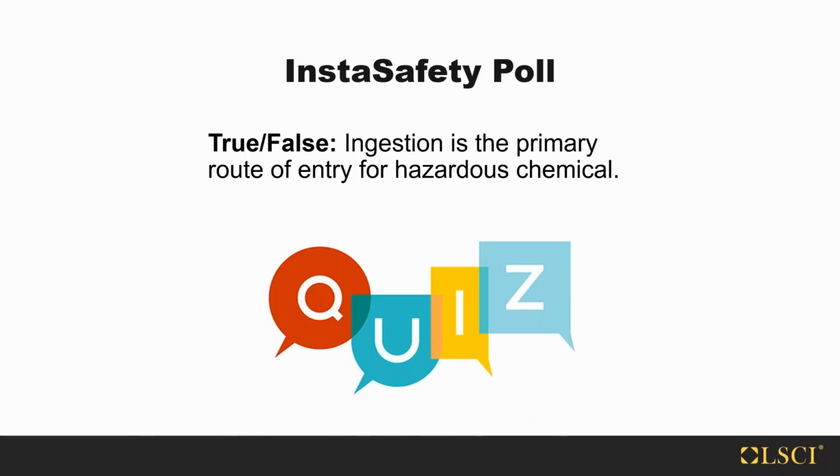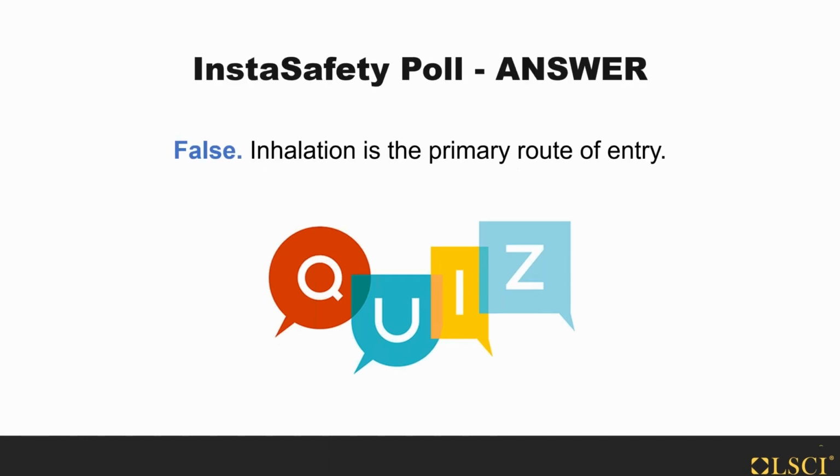All right, let's pause for a quick Insta Safety poll. This is an easy one. True or false? Ingestion is the primary route of entry for hazardous chemicals. You can put your answer down below in the little tab labeled with a question mark. All right, so I'm seeing the answers roll in, and the correct answer is false. Inhalation is actually the primary route of entry.